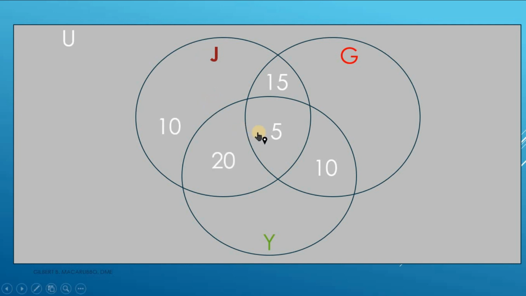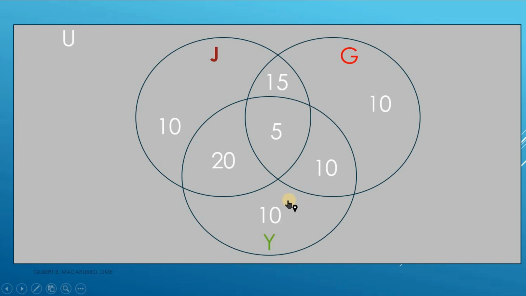Okay. Next, we have Graceland. The data for Graceland is 40. Now we have 15 plus 5 is 20, plus 10, we have 30. So to make it 40, you just add 10. Then the last one, Yellow Cab is 45. So we have now 20 plus 10, we have 30, plus 5, we have 35. To make it 45, just add 10.